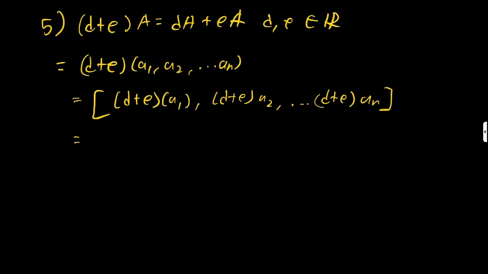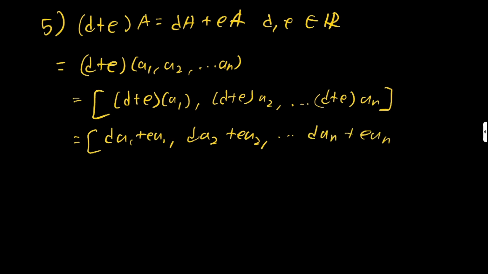And from here, it simply follows that we just have dA1 plus eA1, dA2 plus eA2, dAn plus eA sub n, and we're allowed to do this because the real numbers are distributive. Okay?